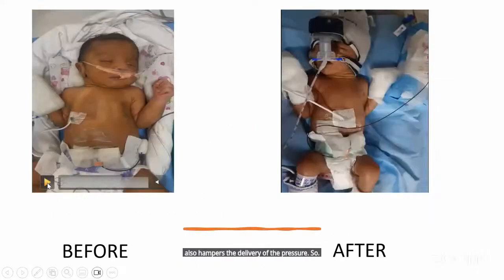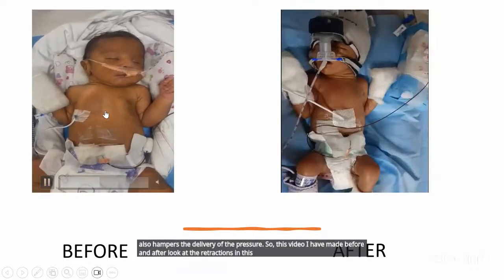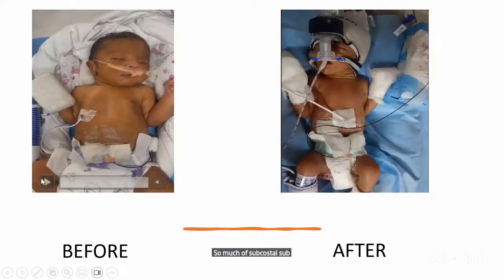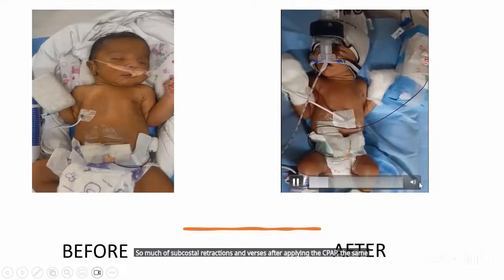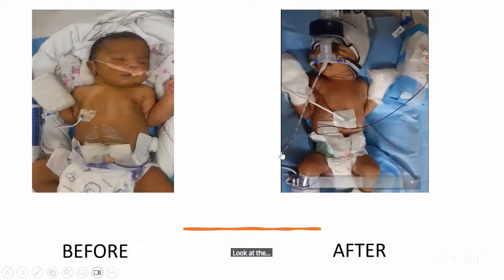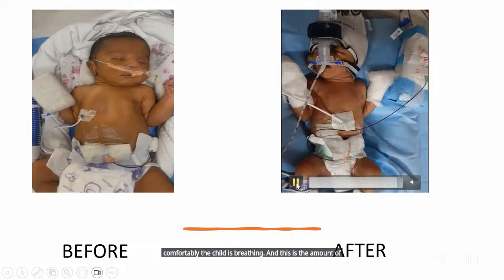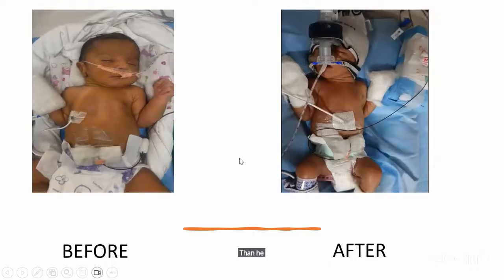So this video I've made before and after. Look at the retractions in this child. So much of subcostal, subcostal, and sternal retractions. And versus after applying the CPAP, the same child. Look at how comfortably the child is breathing. And this is the amount of comfort the child should be in after you apply the CPAP. Rather, he should be more comfortable after you apply the CPAP than he was before.